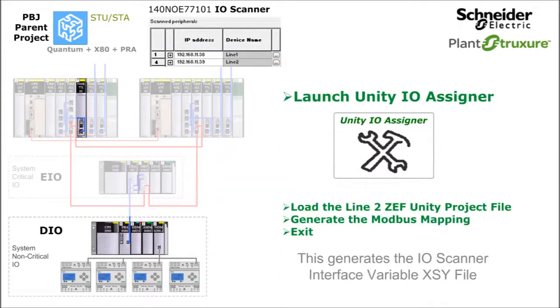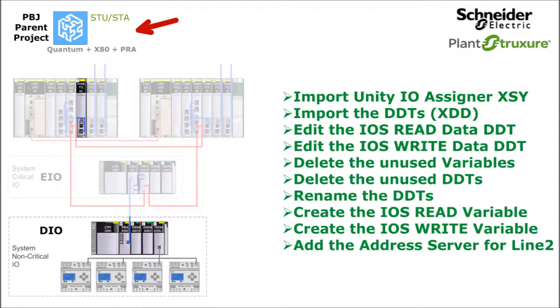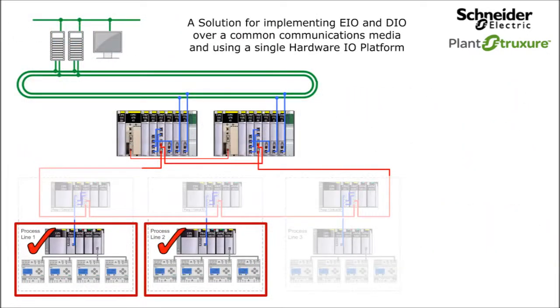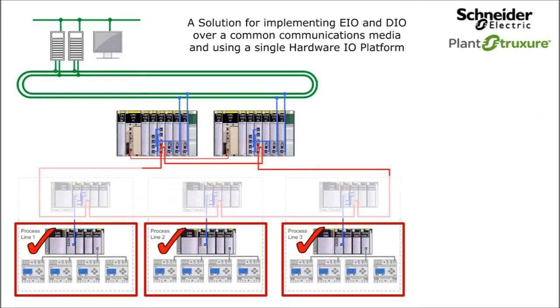Next, launch the Unity IO assigner and load the line 2 ZEF file. Then generate the Modbus mapping and exit. This will generate the IO scanner interface variable XSY file. Then repeat the steps previously carried out in the parent Quantum project to complete the line 2 IO scanner interface. And line 2 is now complete. Repeat what was done for line 2 again, but this time for line 3. And now all 3 DIO drops are complete.